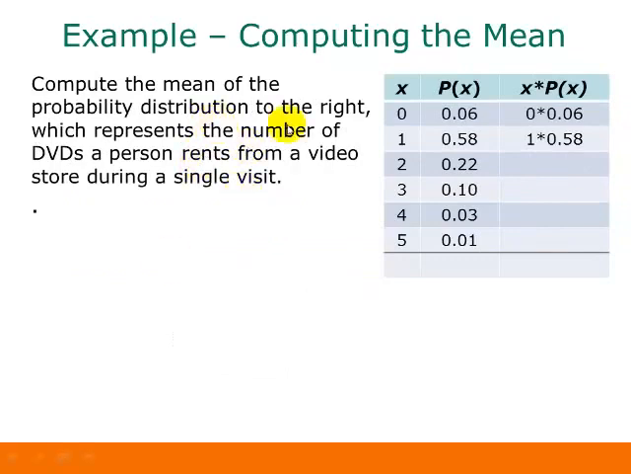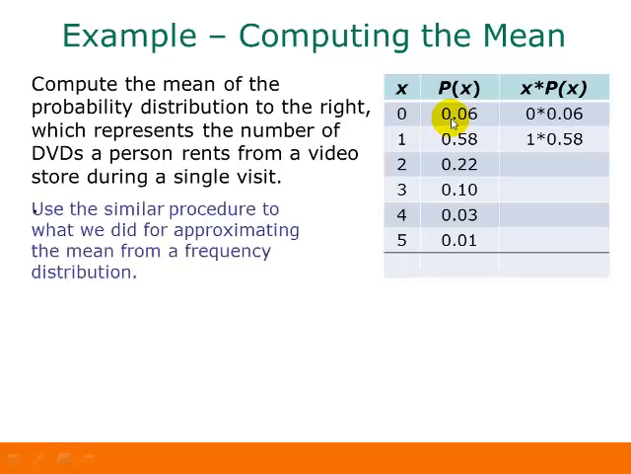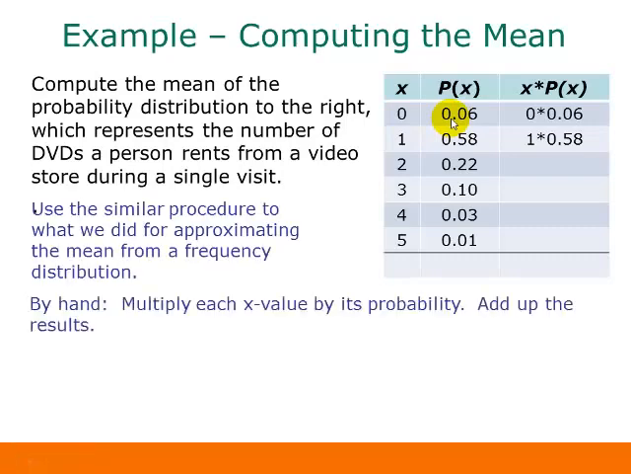Now, to actually compute the mean, we're going to take our table, and add a column to it where we're multiplying each x value times its probability. So we're just multiplying across in this table. Here we have 0 times 0.06. Here we have 1 times 0.58. We're going to do that all the way down, and then we just add up the results that we get, and that's our mean.